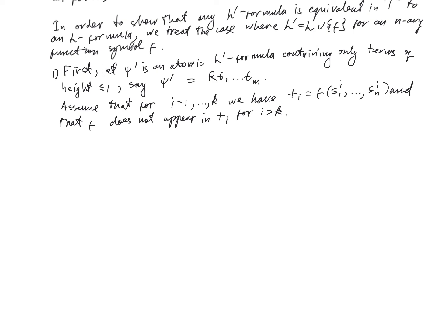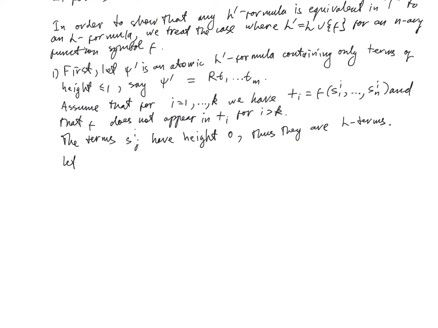So then we have that the terms sij all have height 0, since we're assuming that all terms in psi prime have height at most 1, so in particular ti has height at most 1, thus they are all L terms. As we're assuming that f is the only new symbol in L prime that is not in L already, and each sij has to be either a variable or a constant symbol, hence already in L.